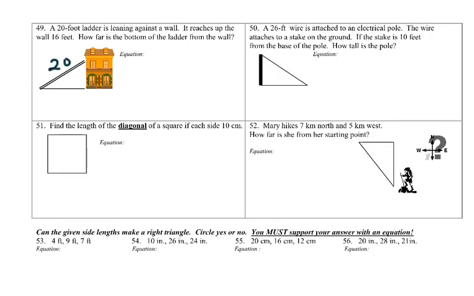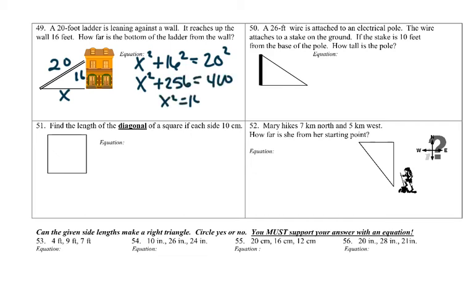We're always going to do this ladder. It reaches up the wall 16 feet. The hypotenuse is always the ladder, so you're just doing that. This is 256 plus x squared is 400, so x squared is 144. Oh, this one comes out even. That's nice. X is 12 feet.